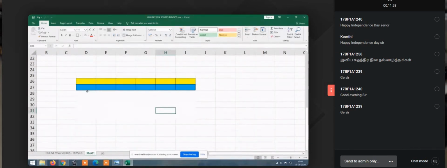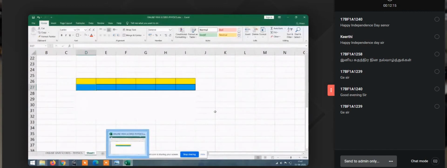If I want to point to a cell, I'll say 1 comma 1, this is 1 comma 1, this is 1 comma 2, 1 comma 3, 1 comma 4, 1 comma 5, 1 comma 6, this is 2 comma 6, 2 comma 5, 2 comma 4, 2 comma 3, 2 comma 2 and 2 comma 1. Okay, I hope you already know this.